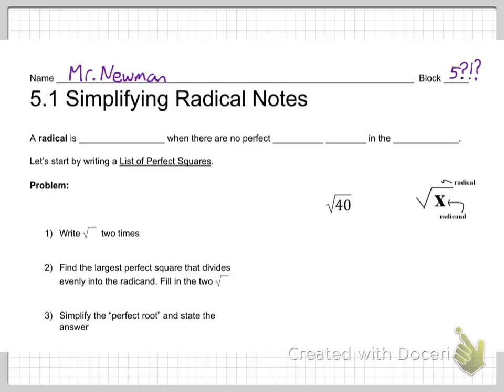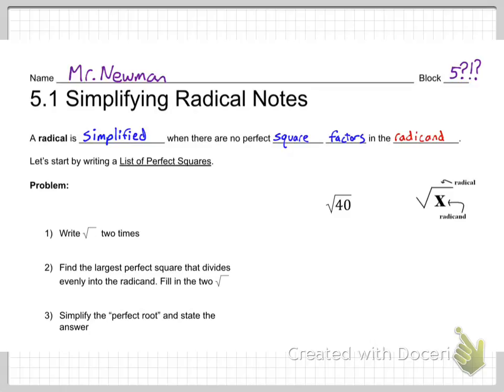Alright, first of all, what is a radical? Well, you all know a radical as a square root, but there are also cube roots and fourth roots. In this class, we're only going to be dealing with square roots. So a radical is simplified when there are no perfect square factors in the radicand.